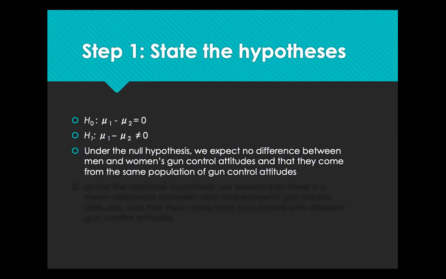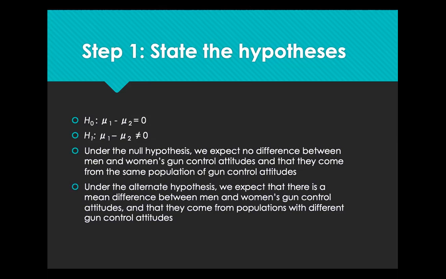So another way to say this: under the null hypothesis, we expect no difference between men and women's gun control attitudes, and that they come from the same population of gun control attitudes. And under the alternative hypothesis, we expect that there is a mean difference between men and women's gun control attitudes.